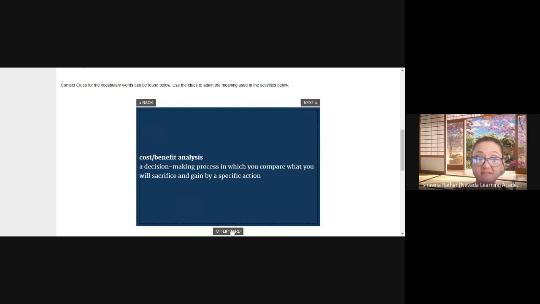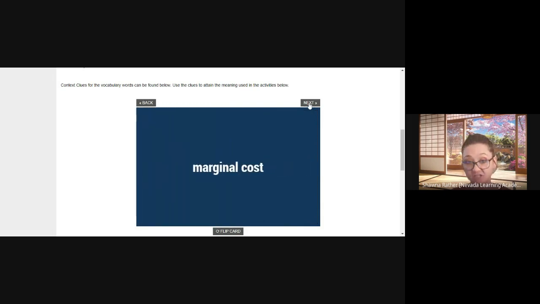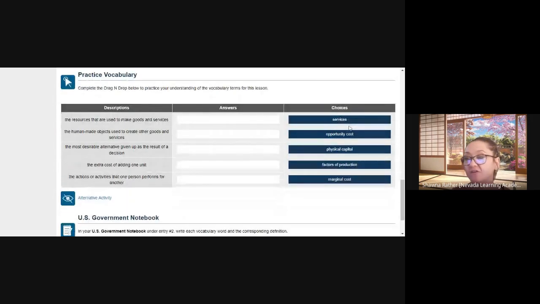Cost-benefit analysis, the decision-making process in which you compare what you will sacrifice and gain by a specific action. And finally, marginal cost, the extra cost of adding 1 unit. Okay, marginal meaning little bitty, right, on the margin. So let's come down here to our vocabulary matching.